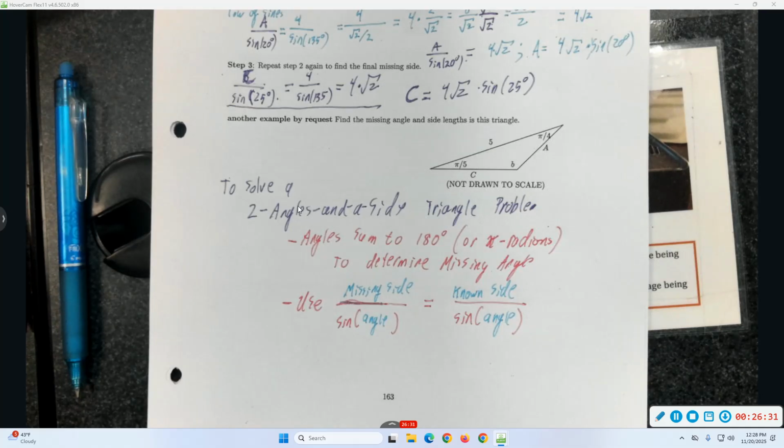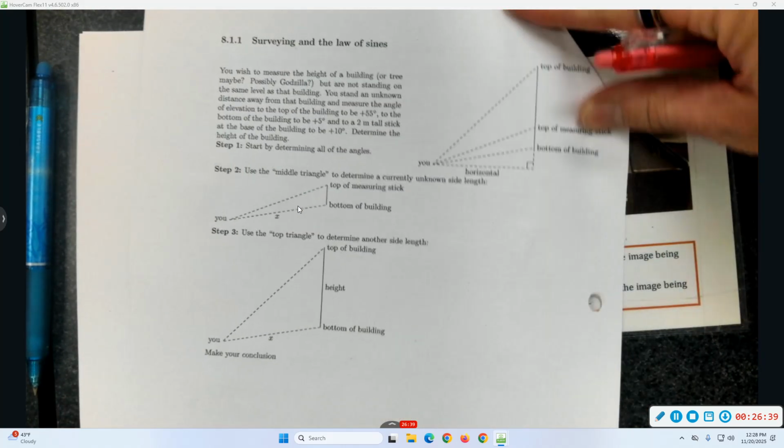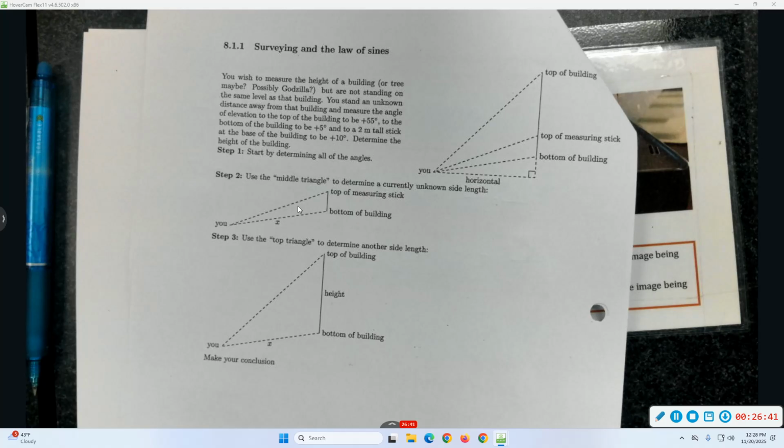So let's try to repeat all of the stuff about measuring dimensions of things, surveying. Here's some setup. You've got something really tall you want to measure. Maybe it's a building, maybe it's a tree, maybe it's a mountain, maybe it's Godzilla. So here's the strategy you're going to use.